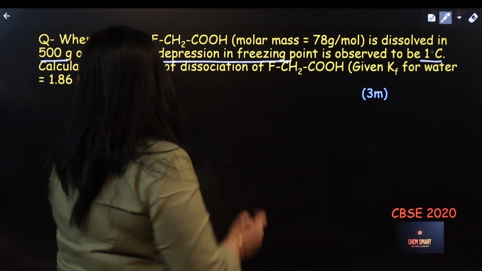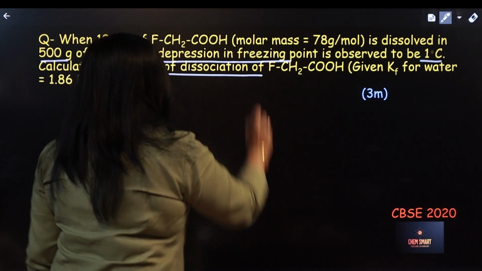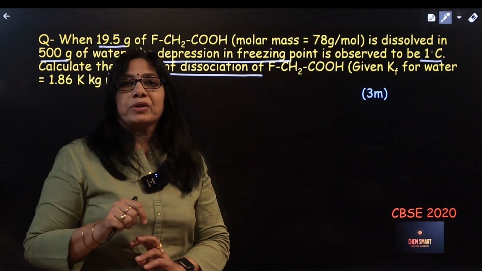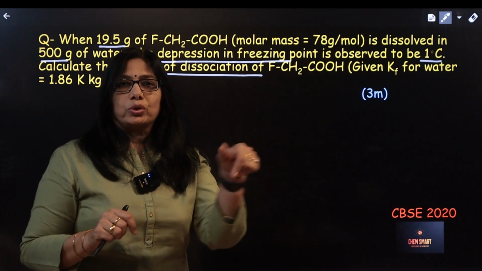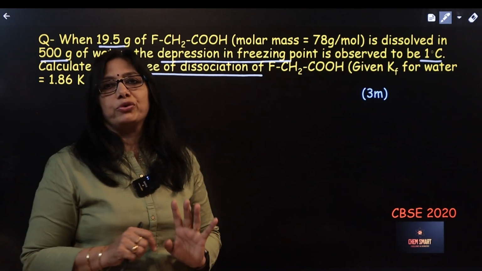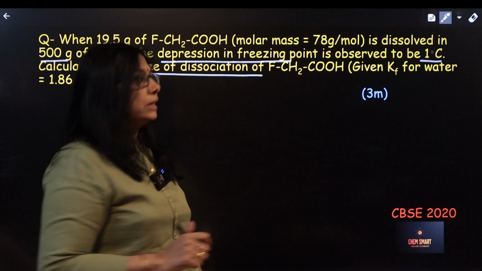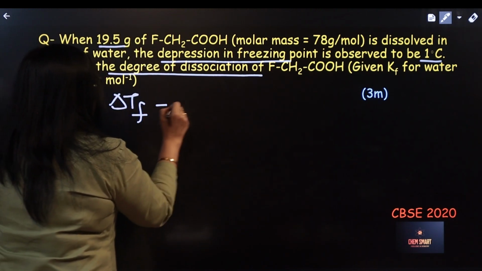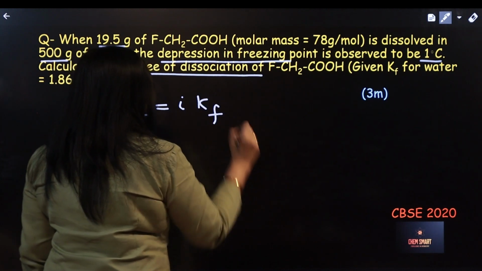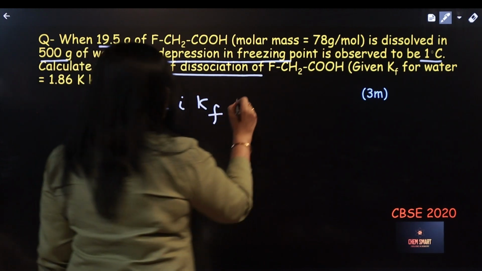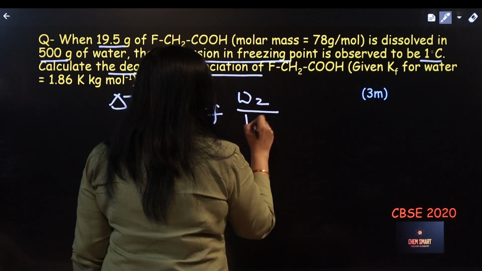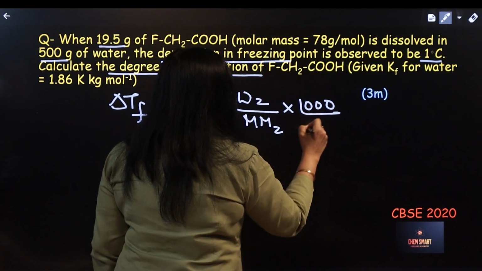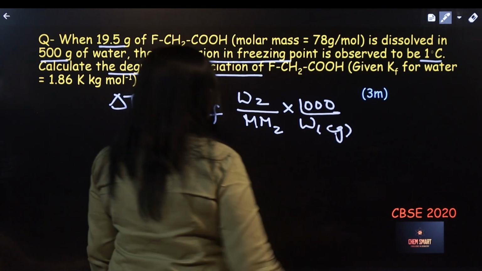And then calculate the degree of dissociation. Degree of dissociation means it is alpha. So whenever that is asked, you have to go through the Van't Hoff factor. I have told you before also. Hope you remember. So delta Tf is equal to i into Kf into m, where that m is W2 by M2 into 1000 by W1 in gram.